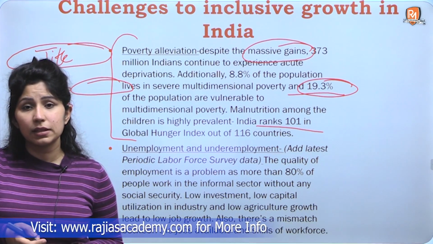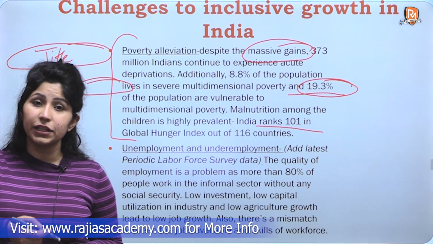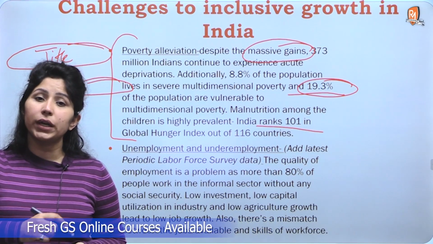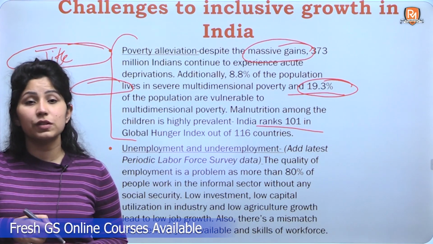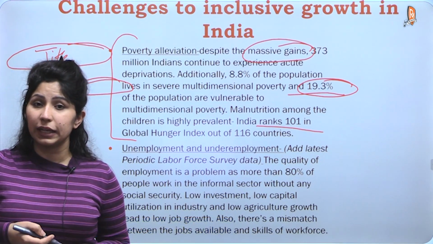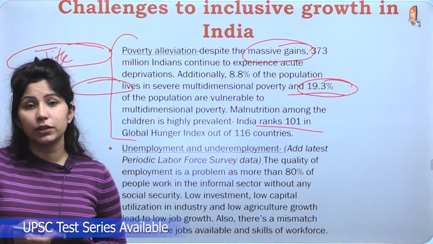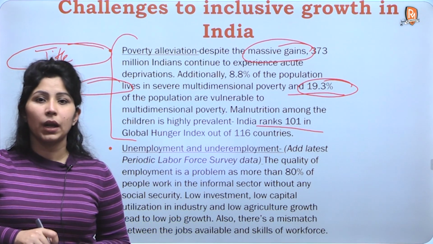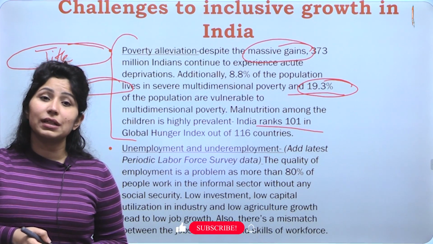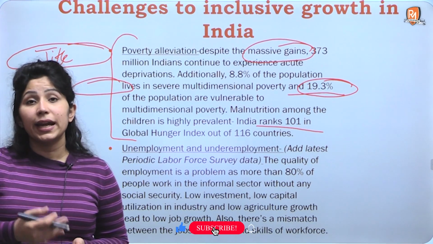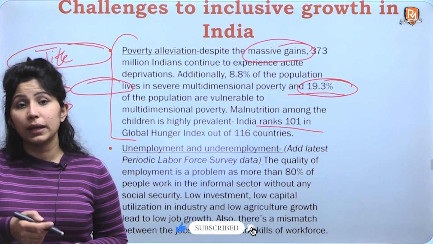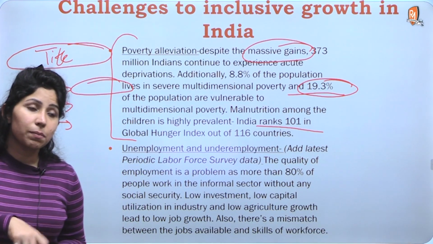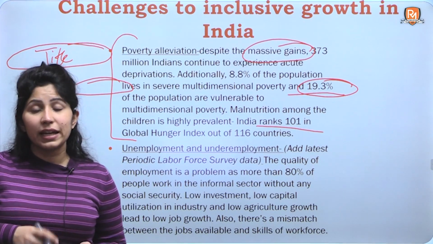Despite the massive gains, 373 million Indians continue to experience acute deprivations. Additionally, 8.8% of the population lives in severe multidimensional poverty, and 19.3% of the population are vulnerable to multidimensional poverty. Malnutrition among the children is highly prevalent. India ranks 101 in Global Hunger Index of 116 countries. So malnutrition is a prevailing problem in India.